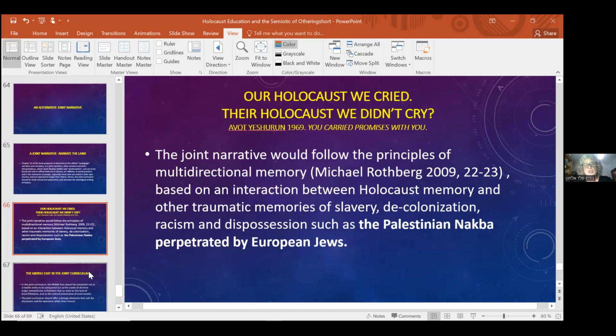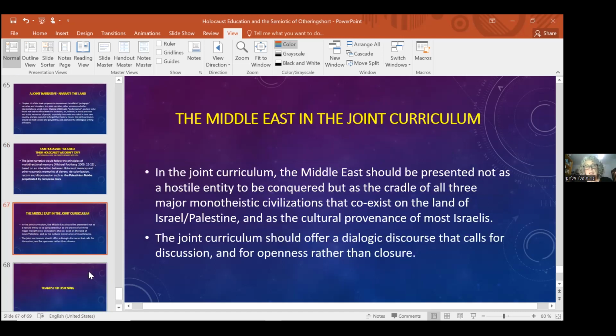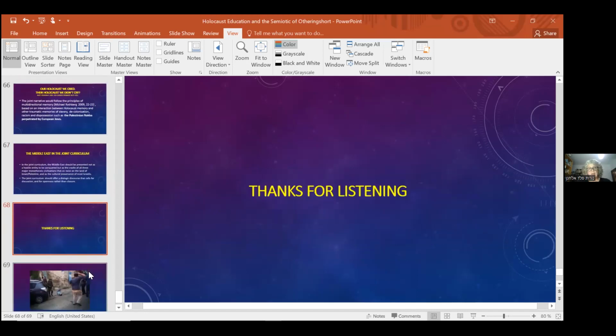A very good Israeli-Polish poet wrote, "Our Holocaust we cried, their Holocaust we didn't cry." The joint narrative would follow the principles of multi-directional memory, based on the interaction between Holocaust memory and other traumatic memories of slavery, decolonization, racism, and dispossession, such as the Palestinian Nakba, perpetrated by European Jews. The Middle East in the joint curriculum should be presented not as a hostile entity to be conquered, but as the cradle of all three major monotheistic civilizations that coexist on the land of Israel-Palestine, and as the cultural provenance of most Israelis. The joint curriculum should offer a dialogic discourse that calls for discussion, for openness, rather than closure. Thank you very much.